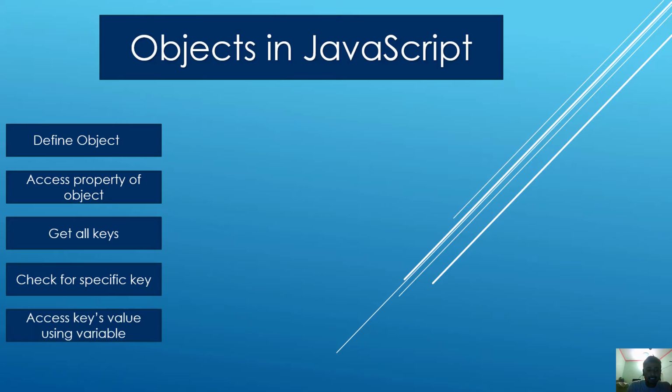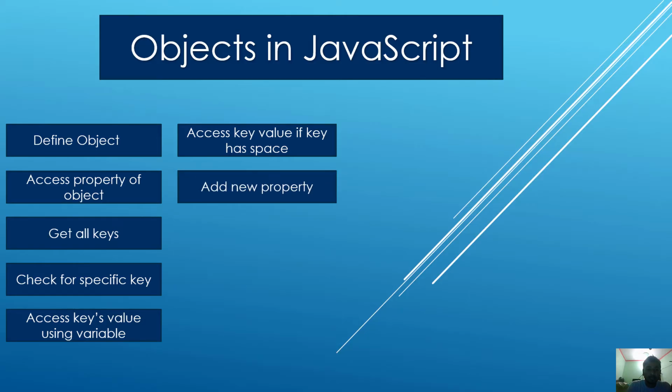Next one, I'll cover accessing a key's value using a variable. In this case, I'm not going to use a dot operator. We'll use a variable to access the value of a specific key. Next one, access a key's value if the key has a space. Suppose you have an object called person, and person has the key or property called hobby name. So hobby name is two words which have a space between them. How can you get the value of this type of key?